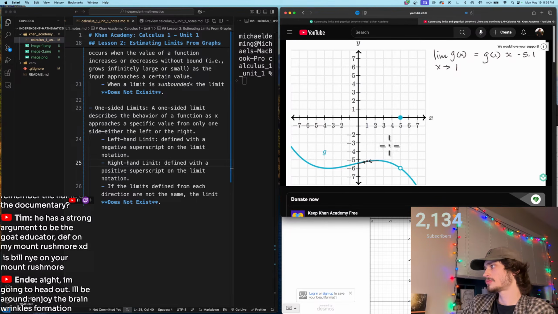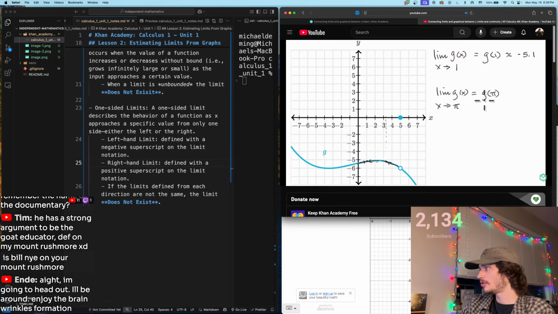We could find the limit of g of x as x approaches pi. So pi is right around there. As x approaches pi from the left, we're approaching that value, which is actually pretty close to the one we just thought about. And as we approach from the right, we're approaching that value. And once again, in this case, this is going to be equal to g of pi. We don't have any interesting discontinuities there or anything like that.